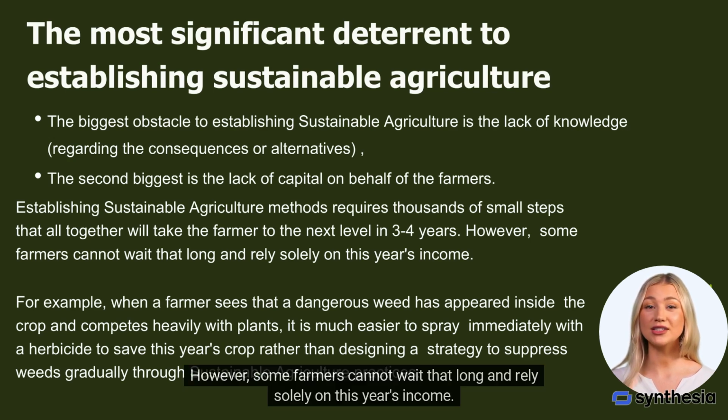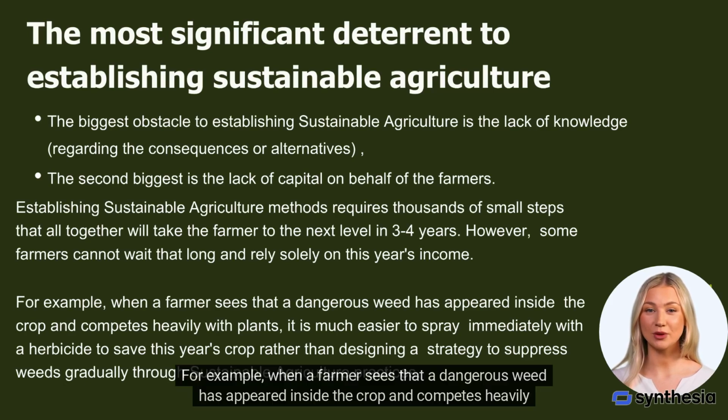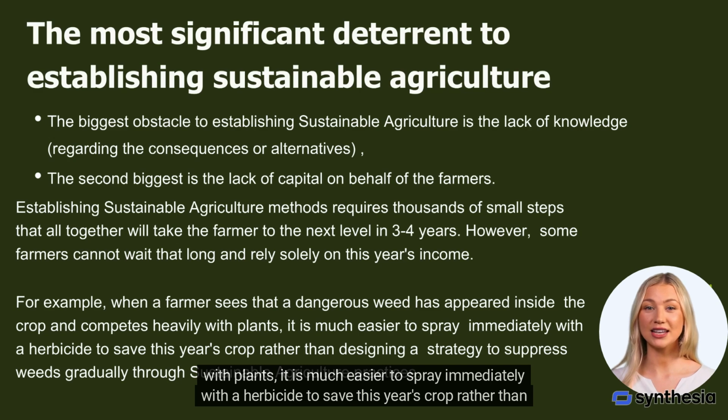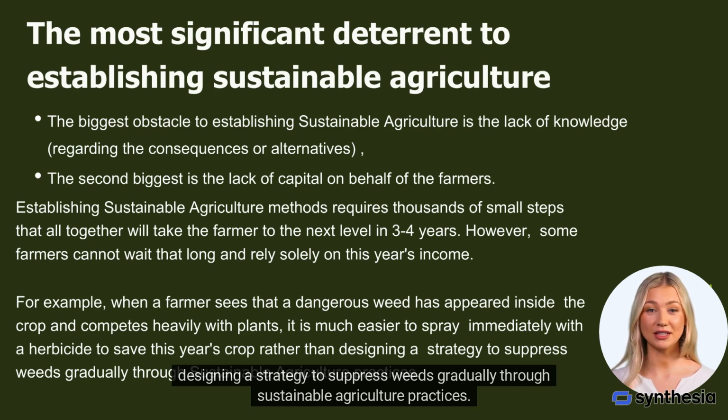However, some farmers cannot wait that long and rely solely on this year's income. For example, when a farmer sees that a dangerous weed has appeared inside the crop and competes heavily with plants, it is much easier to spray immediately with a herbicide to save this year's crop rather than designing a strategy to suppress weeds gradually through sustainable agriculture practices.